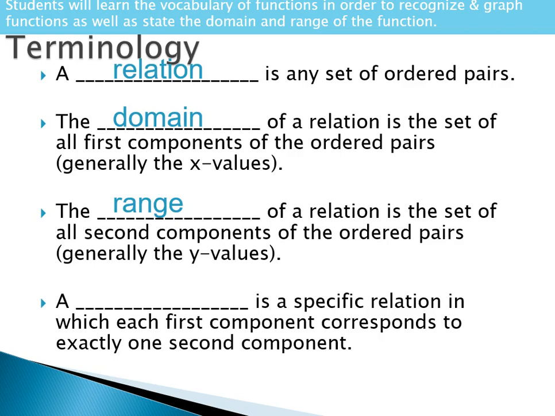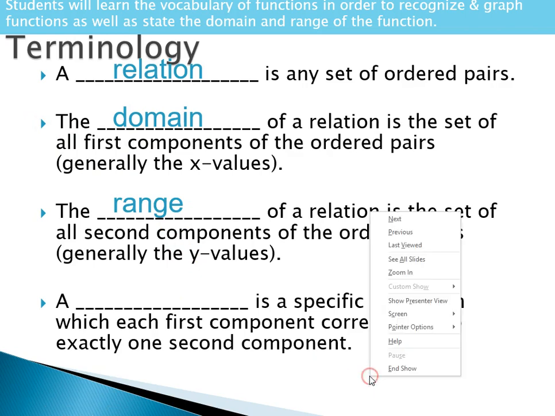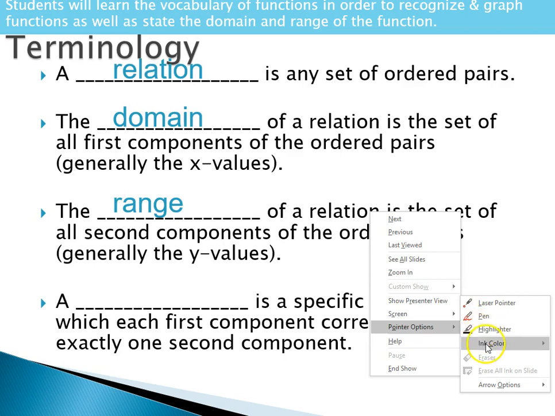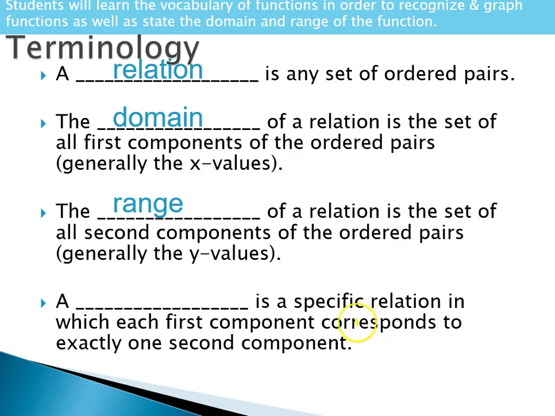The last thing says a function is a specific relation in which each first component corresponds to exactly one second component. Now that sounds kind of odd, but it means that the first component never repeats. It's only paired with one number. The y can repeat, but the x doesn't, and that is an example of a function.